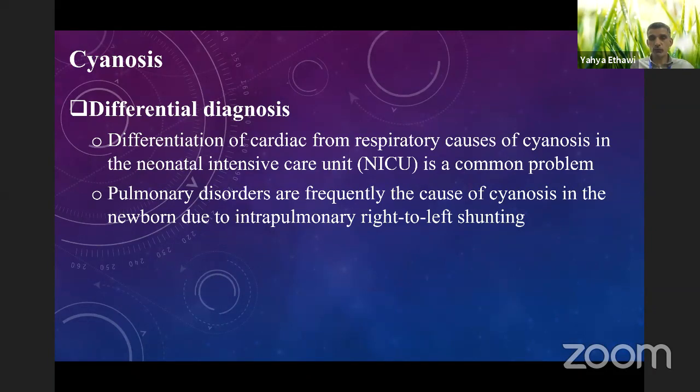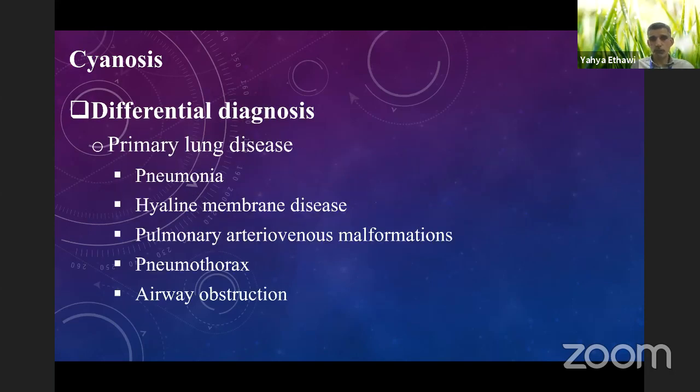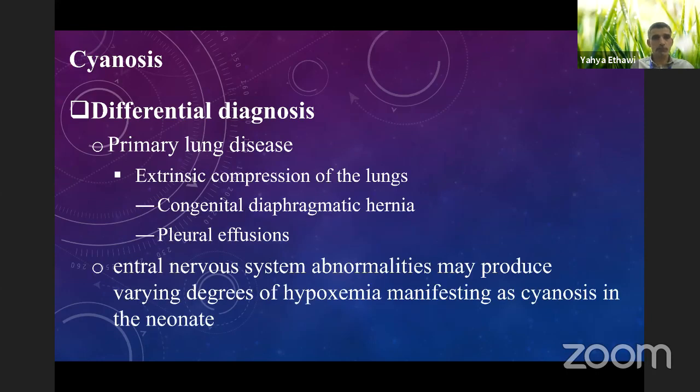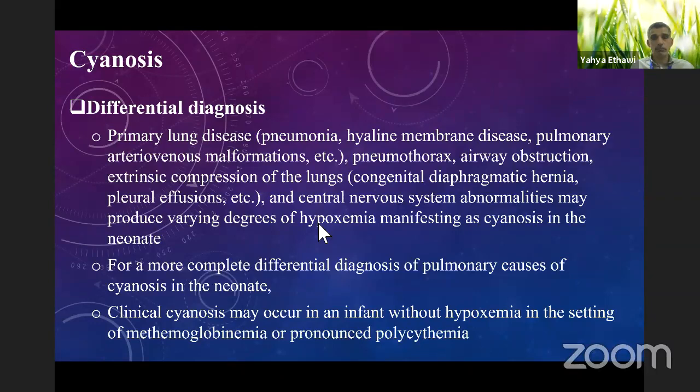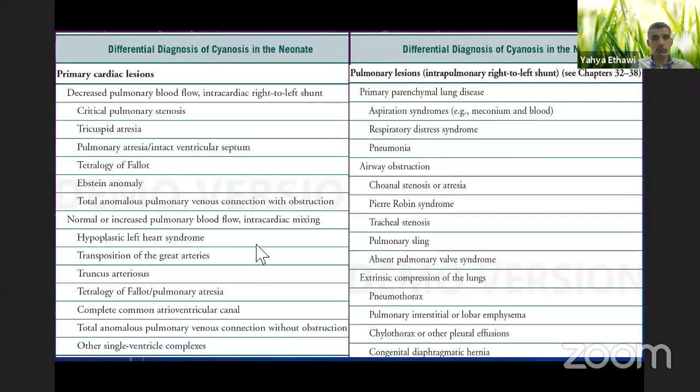So the differential diagnosis of cyanosis can be cardiac, respiratory, CNS, or metabolic. Many reasons can cause cyanosis. Pulmonary examples include primary pulmonary disease such as pneumonia, RDS, arteriovenous malformation, obstruction, pneumothorax, and extrinsic compression. It can be central nervous system, causing hypoxia and respiratory depression. These are examples of the differential diagnosis of cyanosis, so I'm not going to go all over it.